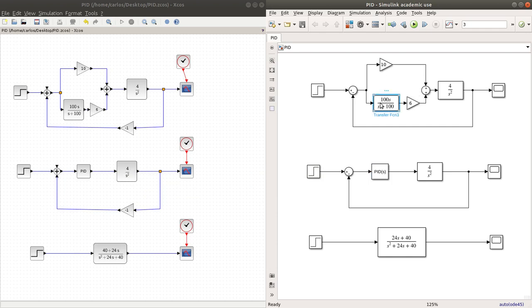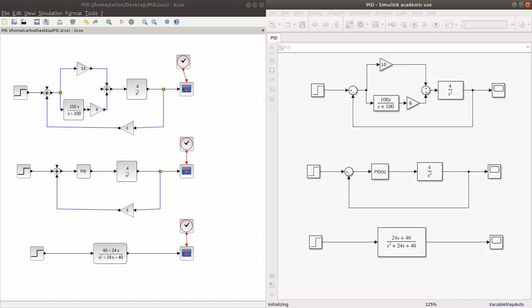This 100 is trivial. You can make this 100 as big as you want. Well, I mean, obviously you're going to have integration tolerances, but 100 seemed to work pretty well. So anyway, here you can see my proportional gain of 10 and my derivative gain is 6. And so if I put this all together, these should all be the same.